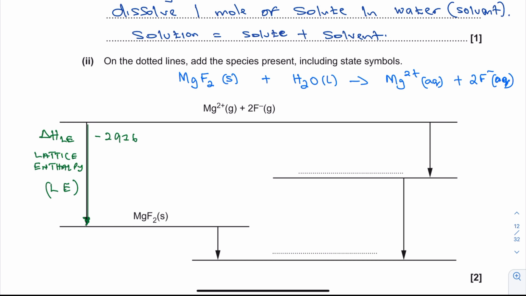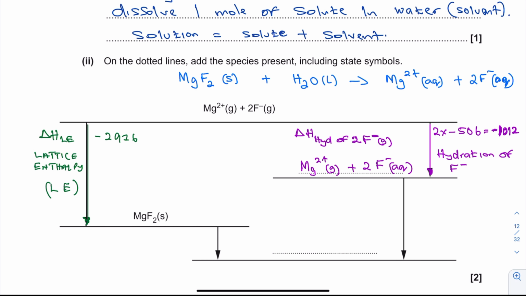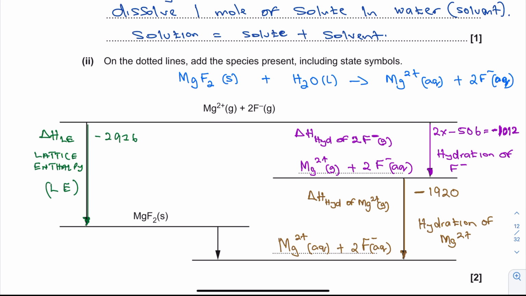And so this is the lattice enthalpy, and therefore we need to find out what's going on here. And this one will be the hydration of fluoride. So that's hydration of fluoride here, and that is twice of those. There's 2 times of those, and times 2, that's why it's times 2, because it's 2 of them, and that's why we got this. We also have magnesium now, so we're going to hydrate that, and we're going to get the hydration of magnesium.